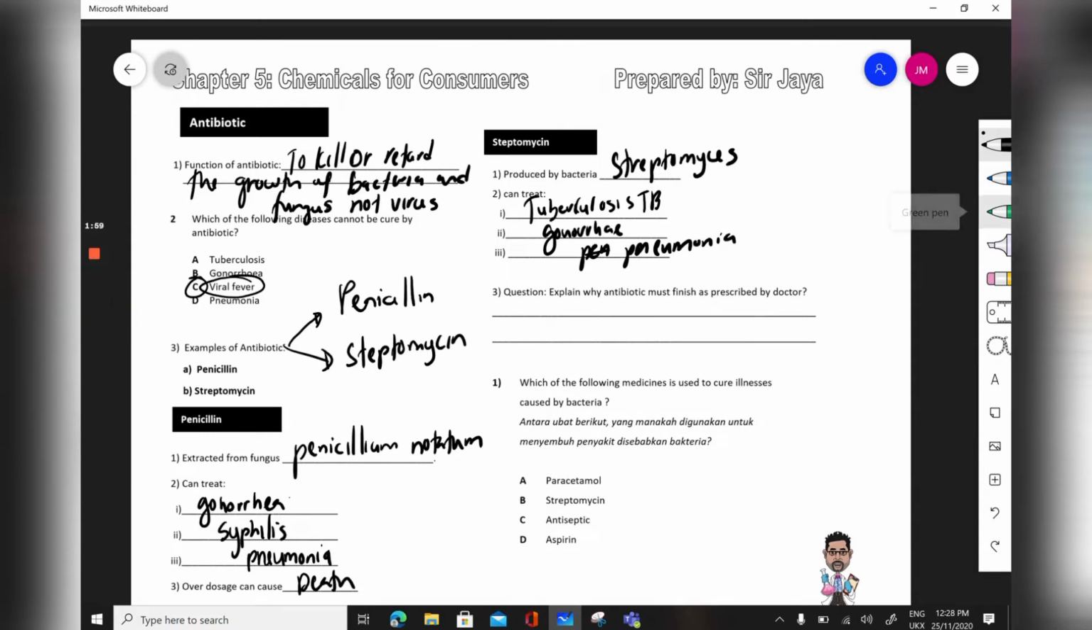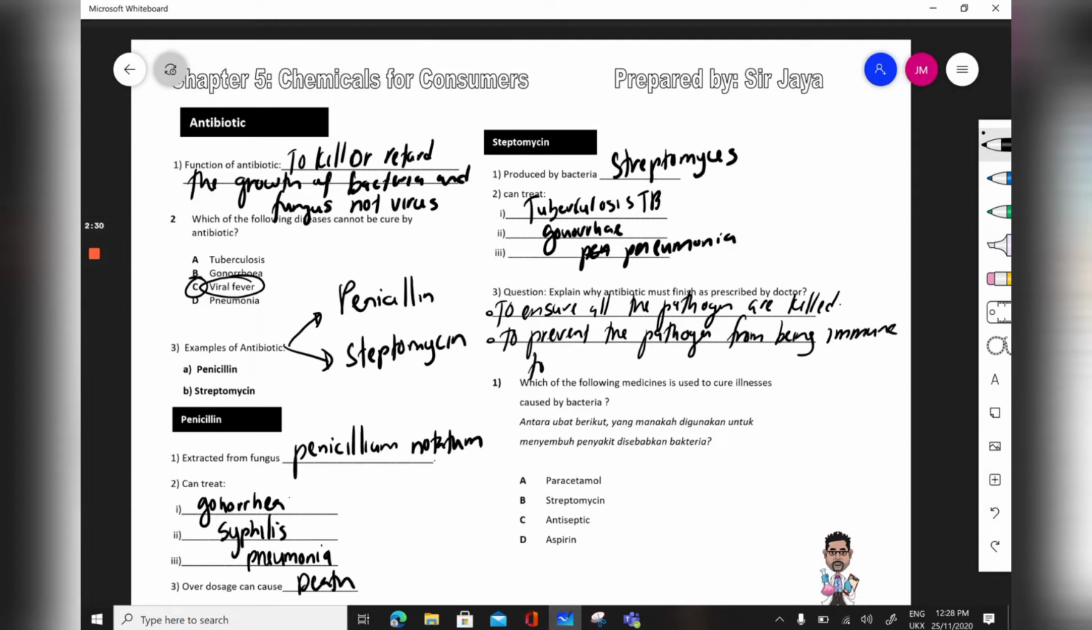Look at question number 3. Explain why the antibiotic must be finished as prescribed by the doctor. So the answer will be: point number 1, to ensure all the pathogens are killed, and point number 2, to prevent the pathogens from becoming immune to the particular diseases.